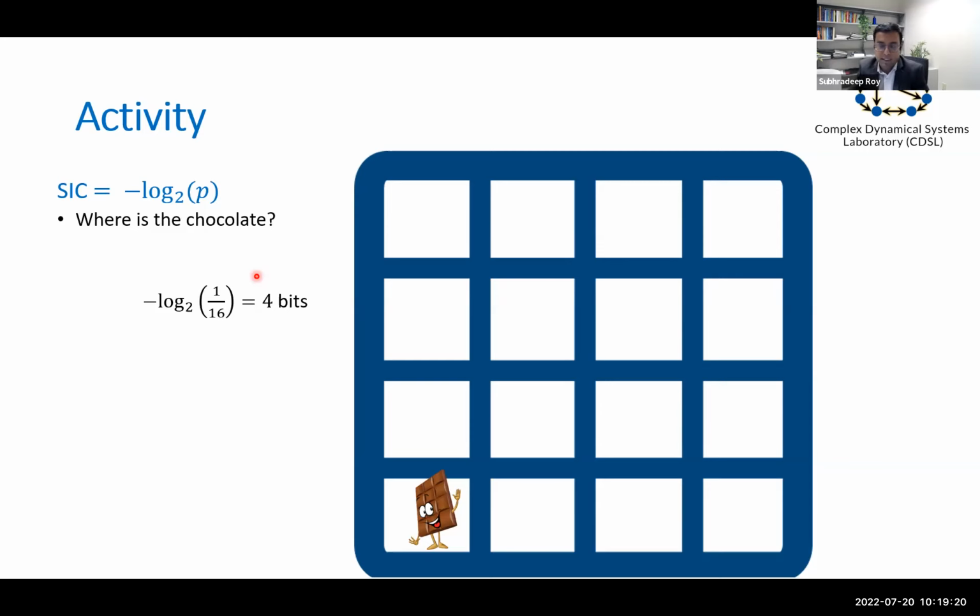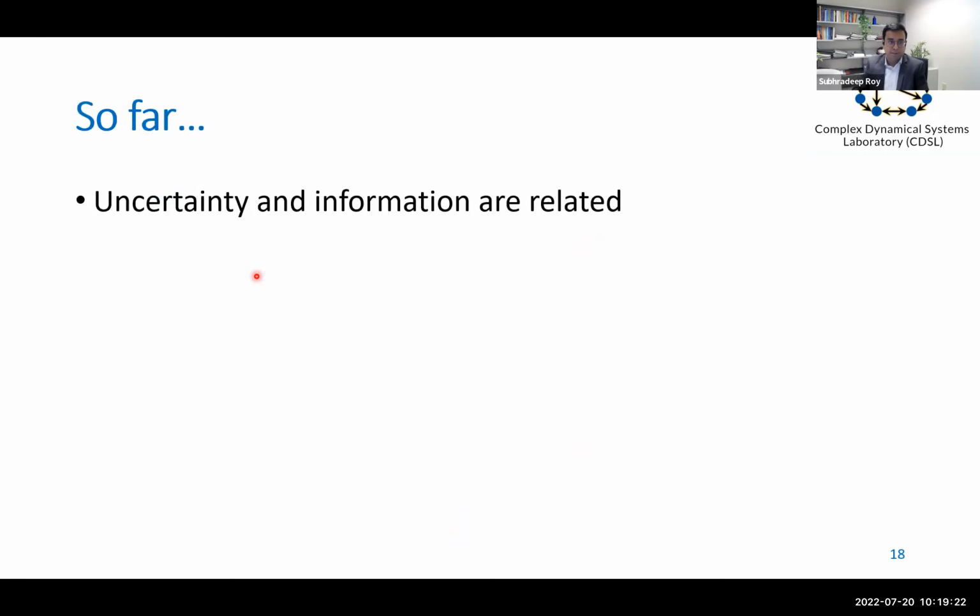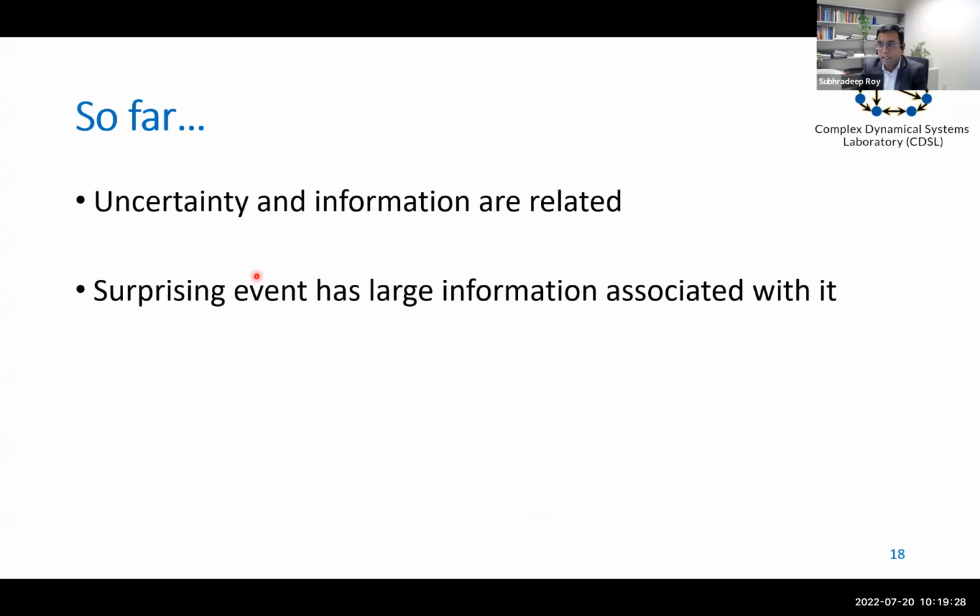Hopefully this activity and example helped you realize a few things. First of all, uncertainty and information are related concepts. Surprising events have more information associated with them. And we also learned how we can measure information, which is the Shannon information content. So now we have the background, and we can jump into what is called transfer entropy.